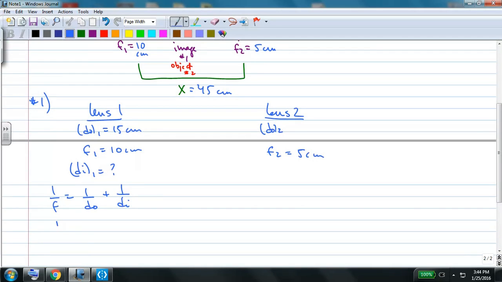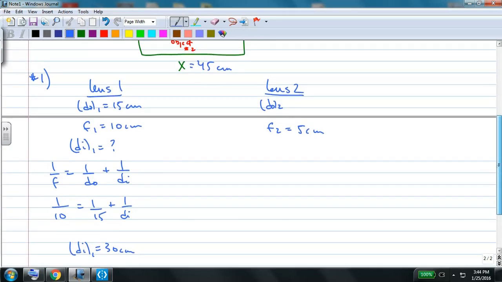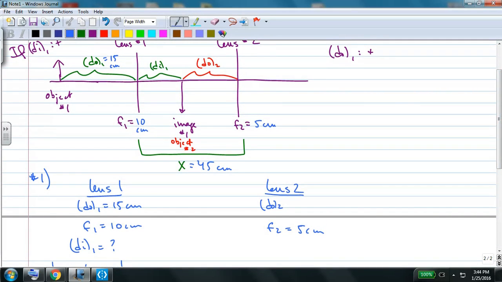Okay, and so 1 over 10 equals 1 over 15 plus 1 over di. Go ahead and put that into your calculator. You might want to pause the video, and you should get di1 equals 30 centimeters. Okay, so I'm going to go back to the drawing and put that number in. That means that this number here, let's make it blue, what did I just say? 30 centimeters.